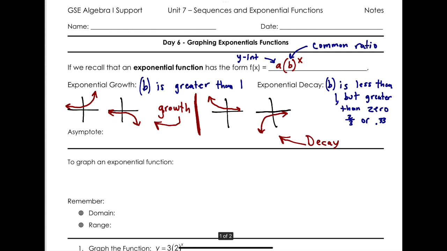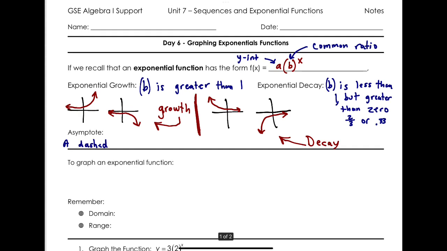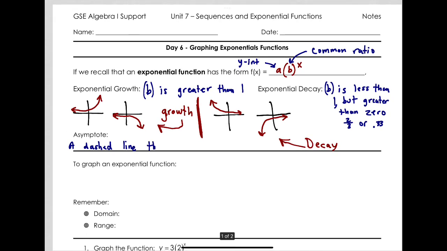Now let's talk about the asymptote. The asymptote is a dashed line the function approaches.